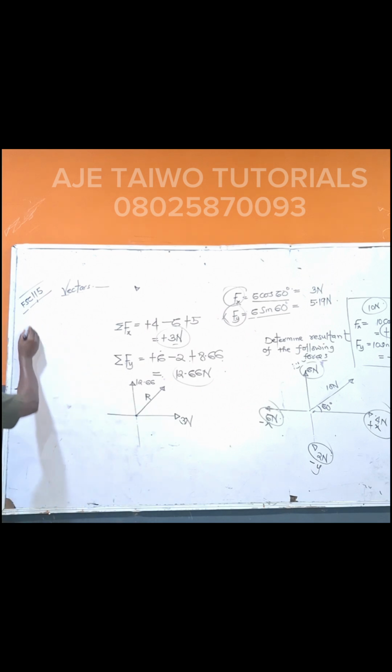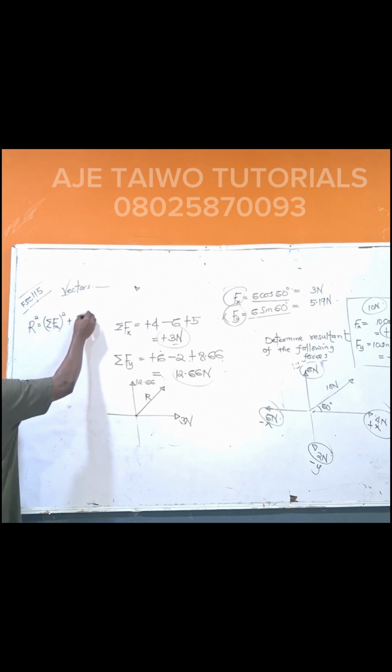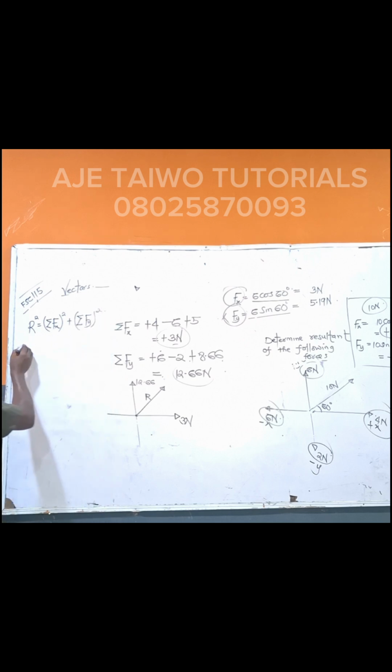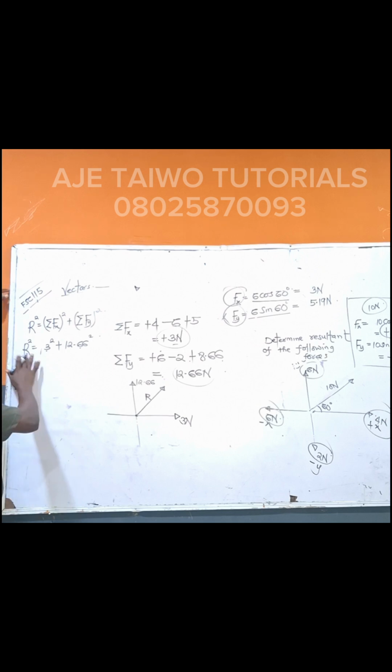What is now the resultant? Resultant R squared is summation of all the x squared plus summation of all the y squared. So R squared is 3 squared plus 12.66 squared. What's this plus this? Give me the whole answer. 169.27. Final answer, punch it. 13.01.